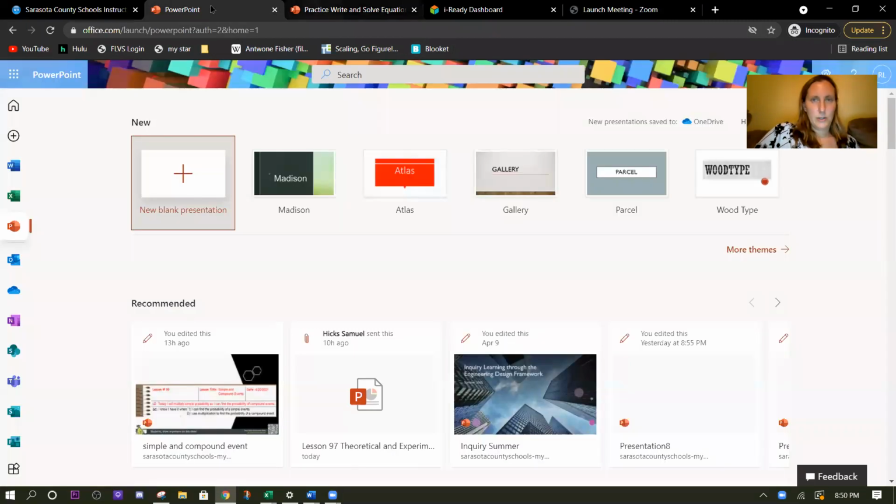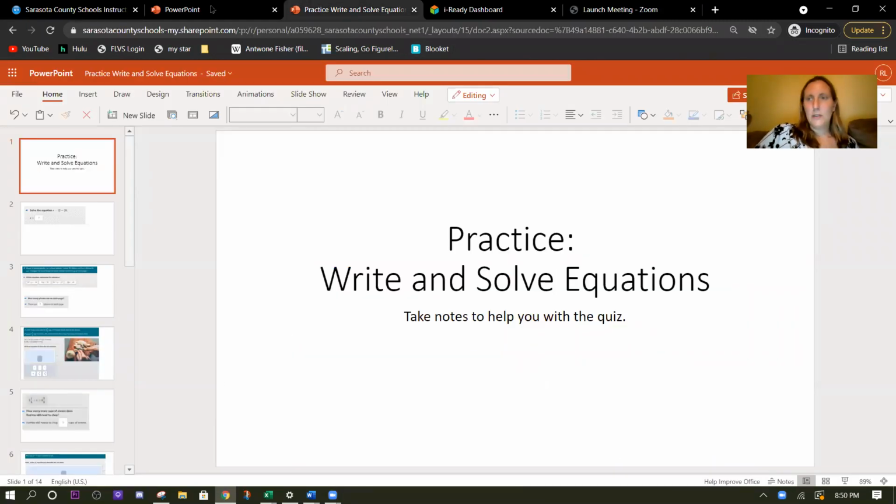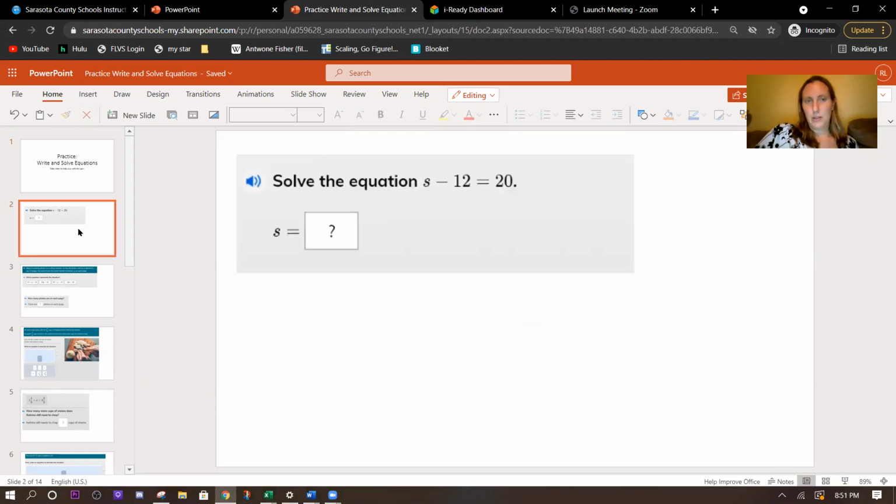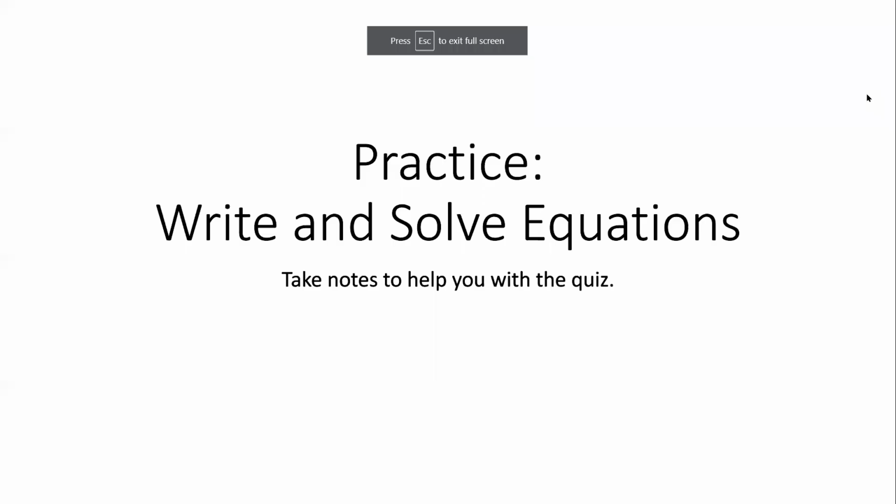And over here we go. This is called Practice, Write, and Solve Equations. You can take notes right on the Pear Deck to help you pass the quiz. All right, so let's get started here. Let's present this as a slideshow.